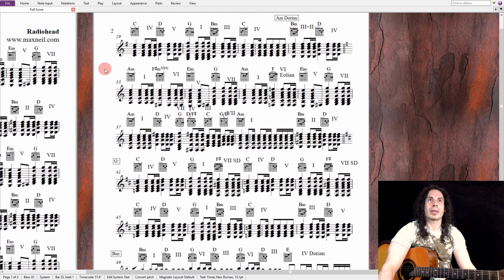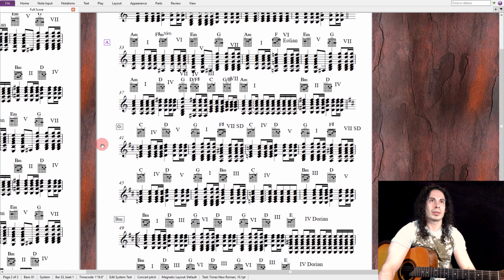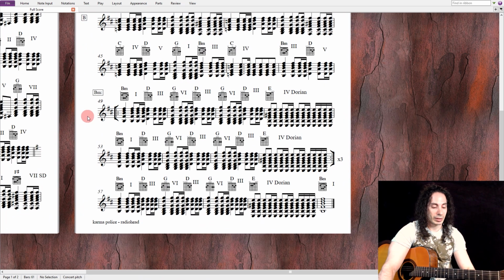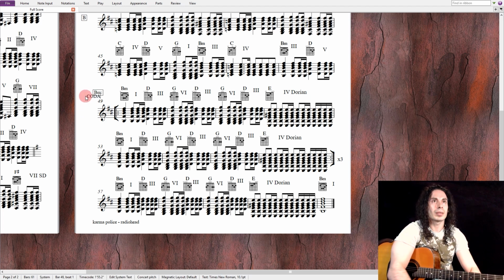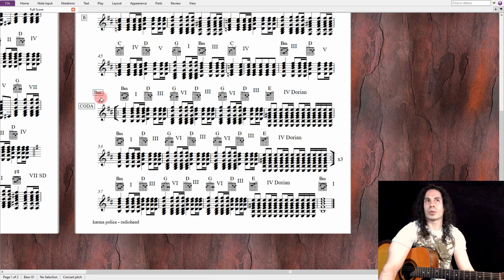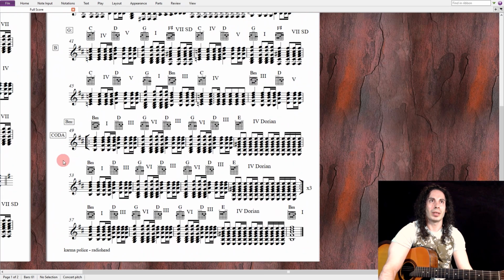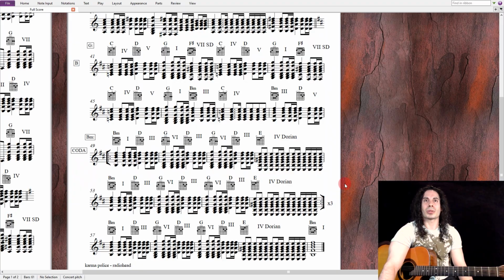Then we have again the verse, the B section, and finally the coda, and this is in a different key. It could be a C section, but it sounds like the ending of the song, so it's a coda. Okay? So that's the whole song.